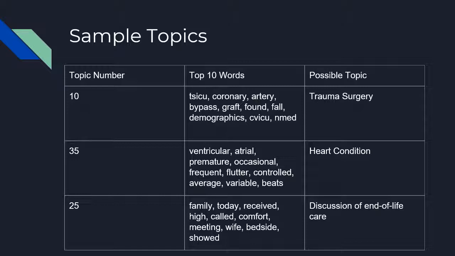These are some of the topics that were generated by the LDA model. As you can see, we have shown three sample topics. If the clinical notes contain words like atrial, premature, beats, ventricular, then it can represent a topic of a patient that has a heart condition. Similarly, the third row shows words that can indicate a discussion of end of life care, such as family, today, bedside, comfort.